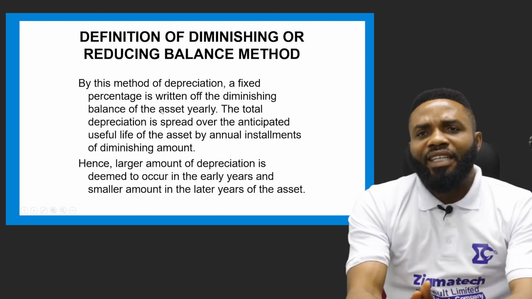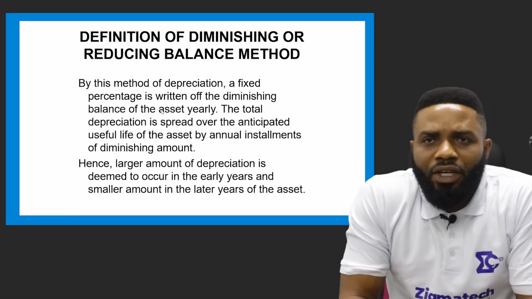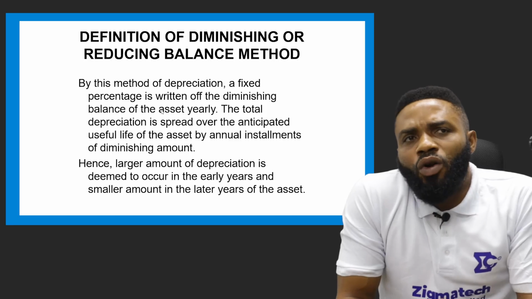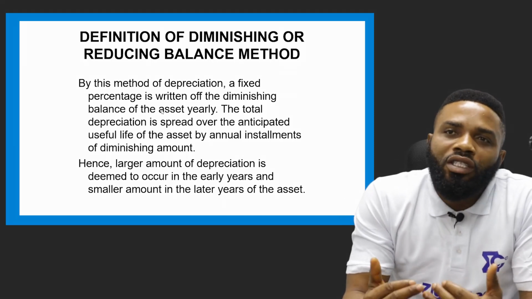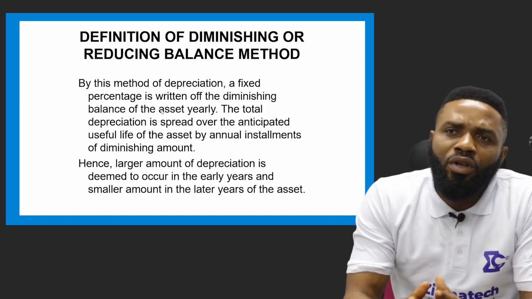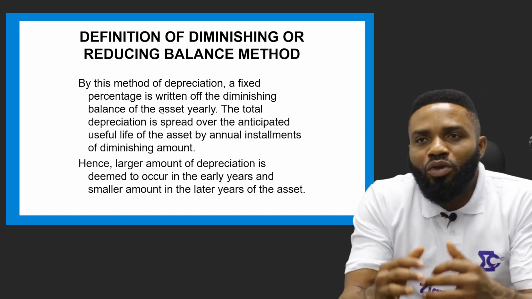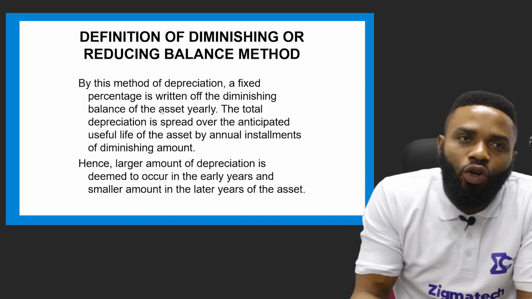Now, let's look at the definition of the diminishing or reducing balance method. Normally we call it a definition because there is need for us to explain what this method is all about. But we can simply call it a description. We want to describe in what way you can differentiate this method from other methods.